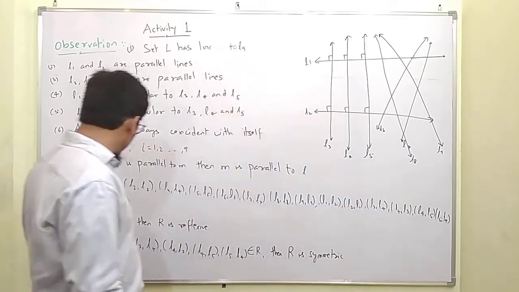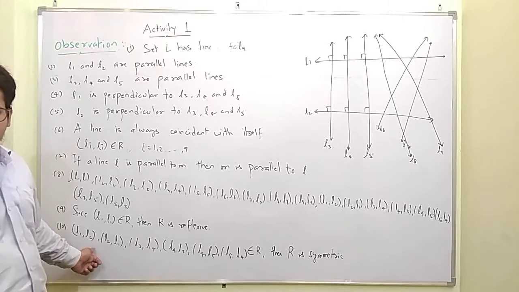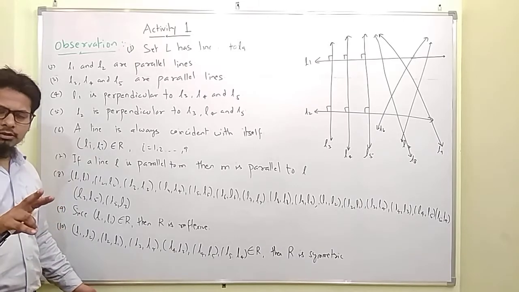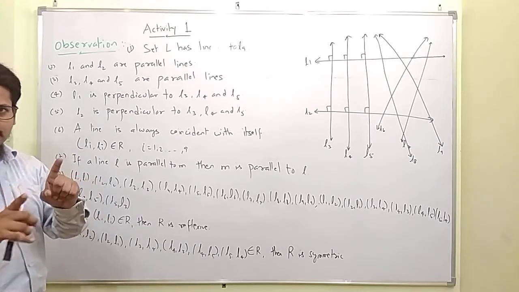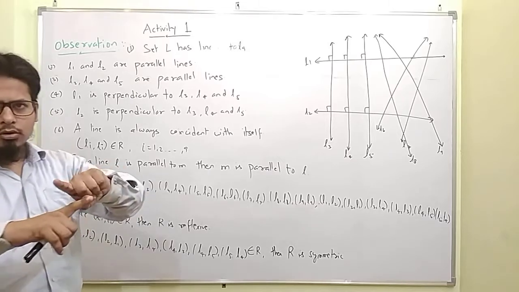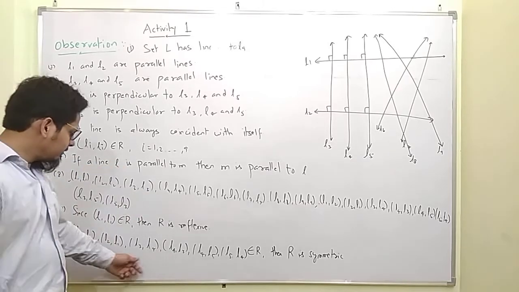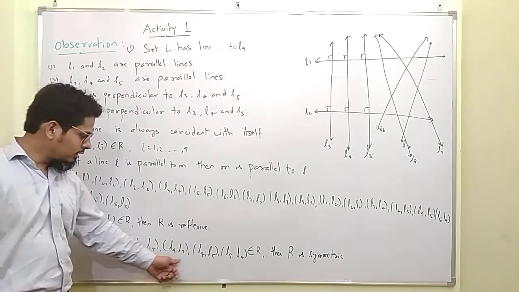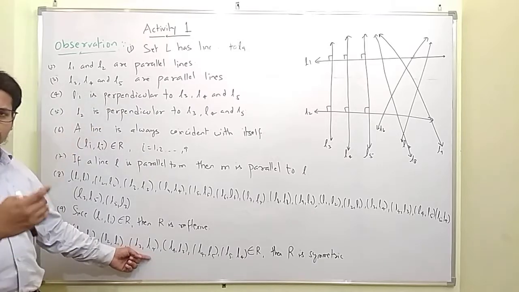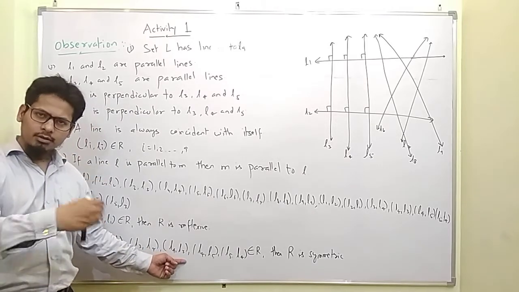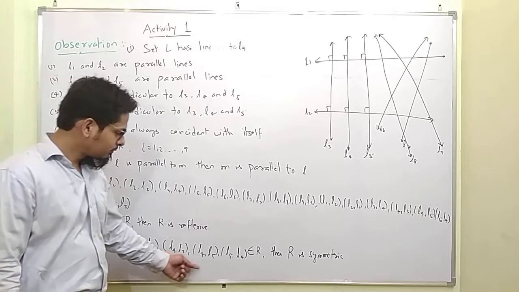It is mentioned here L1 and L2, they are parallel to each other. Okay, any one condition should hold, either from coincident or from parallel. L3 and L4, L3 is parallel to L4, then L4 is parallel to L3 also. Clear, this condition is also being followed.